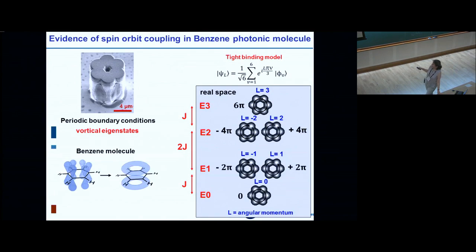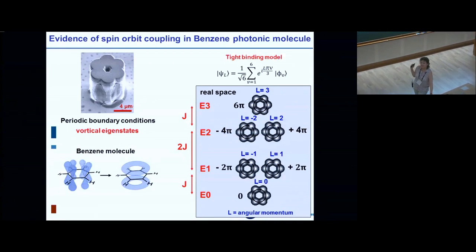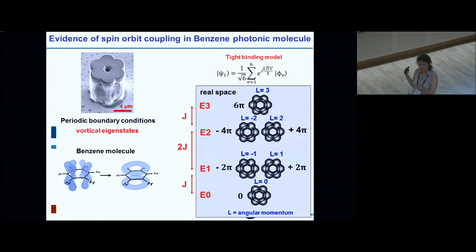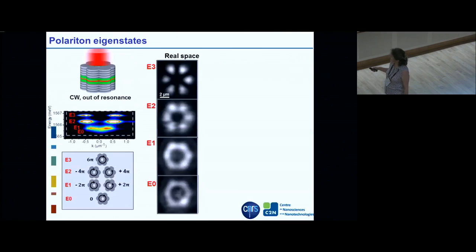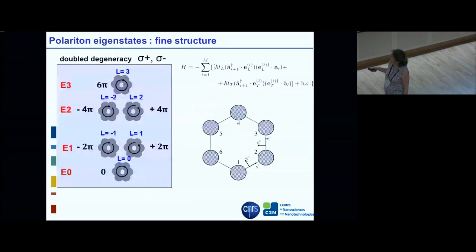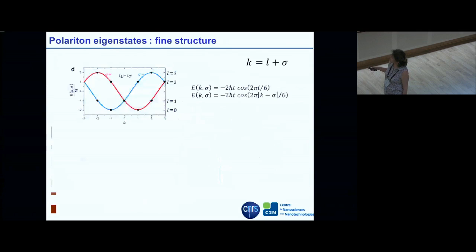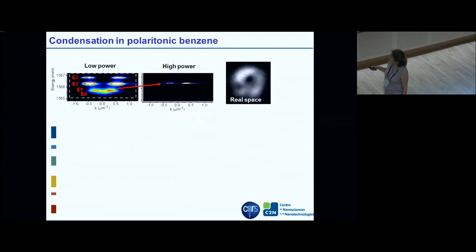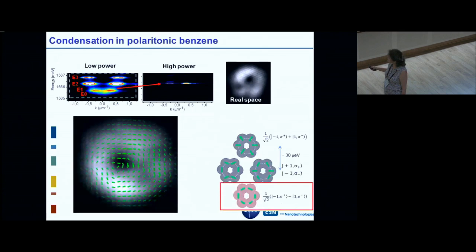So I plan to explain how we demonstrated that there was spin-orbit coupling in the elementary building block of the graphene, which is the benzene molecule. I'm not sure I'm going to go into that. If you are interested, there is a paper. It's too specialized.